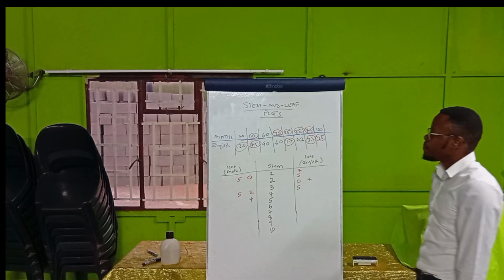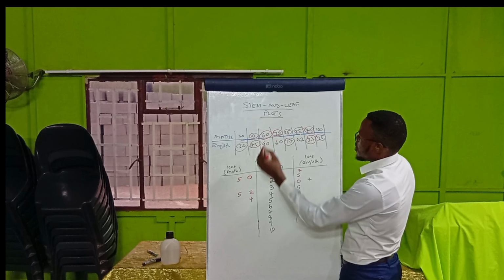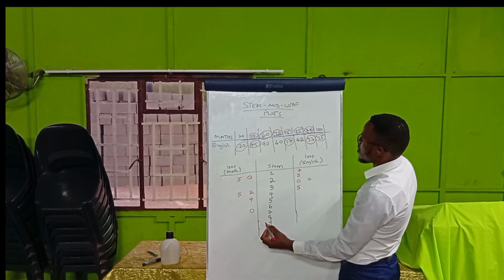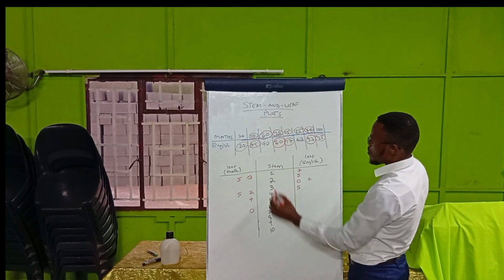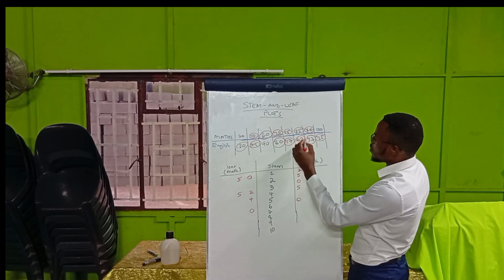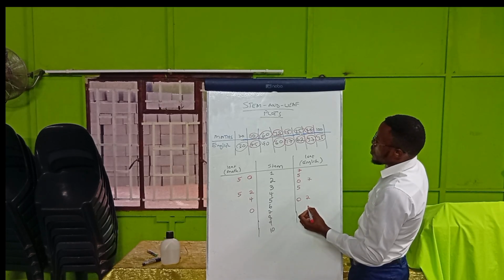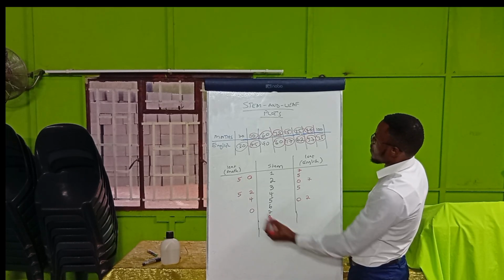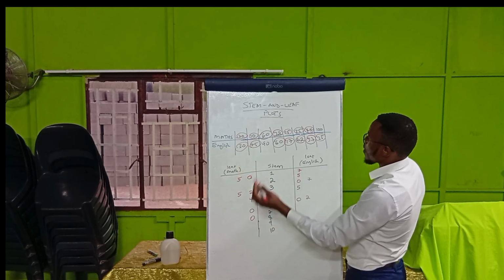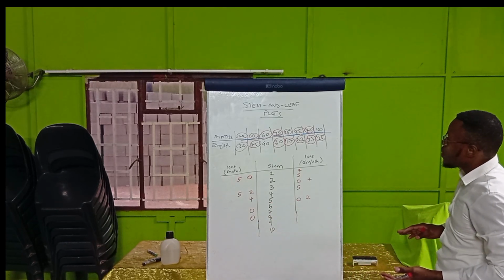Then, do we have a 50? No. Do we have a 60 in mathematics? Yes. So mathematics 0. Then also in English we do have a 60, so 0. And then even a 62 in English, so a 2. And then 70, do we have? Yes, in mathematics, so 7, 0. And then, do we have a 70 in English? No. Do we have an 80?